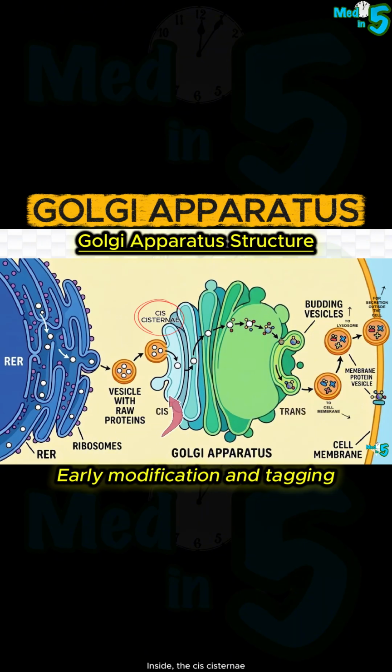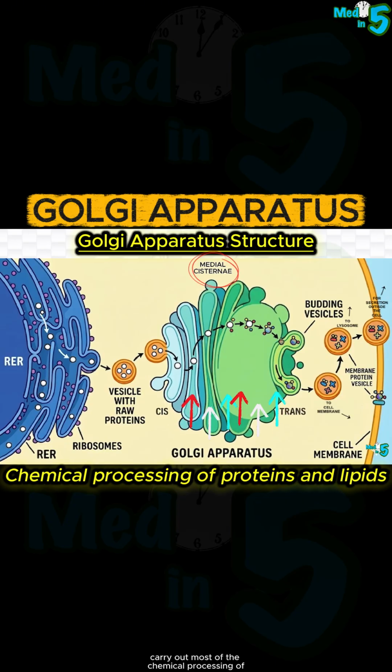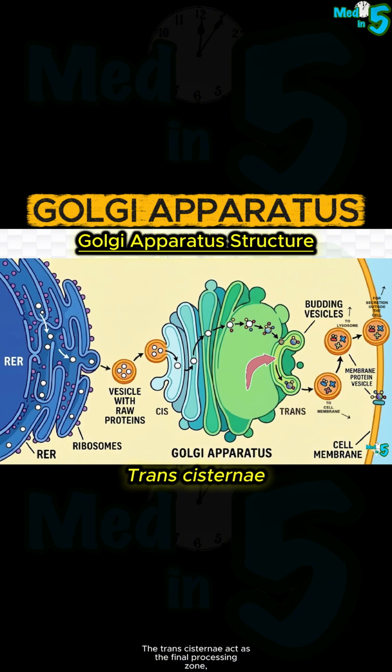Inside, the cis cisternae begin early modification and tagging. The medial cisternae carry out most of the chemical processing of proteins and lipids. The trans cisternae act as the final processing zone, where molecules are completed and sorted.